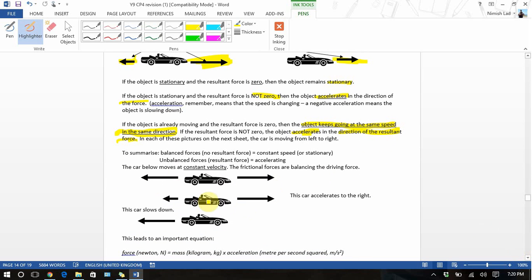So these are balanced. Sorry, the car below is moving at a constant velocity. Frictional forces mean that it's balanced. This one accelerates to the right. This car is slowing down.